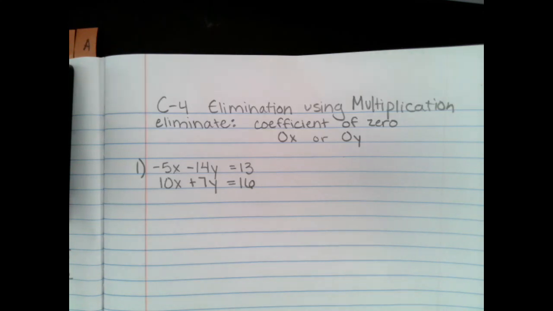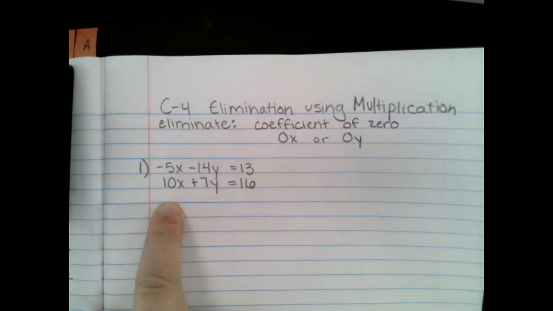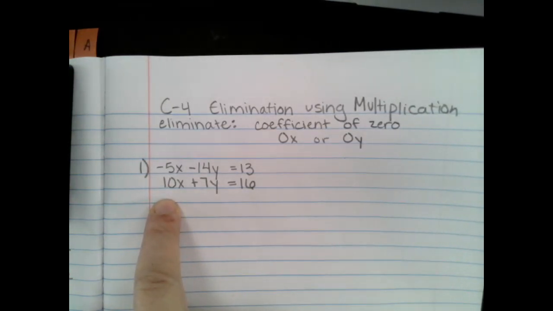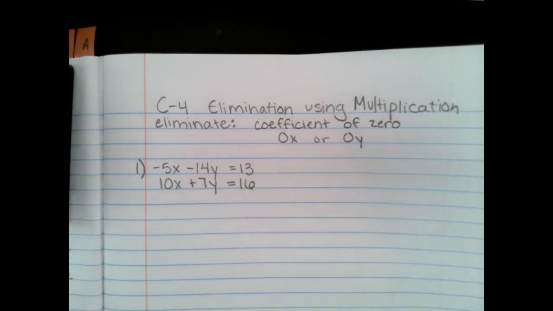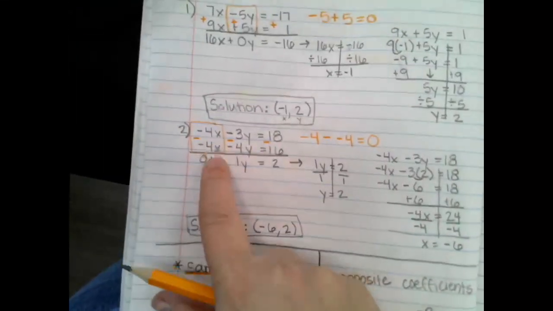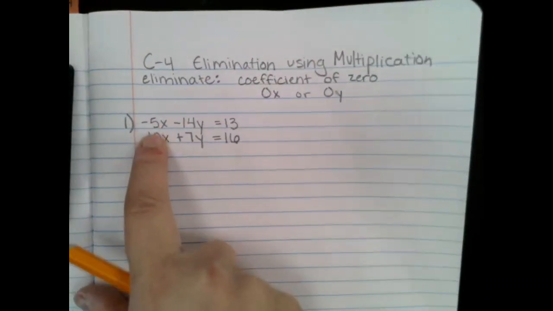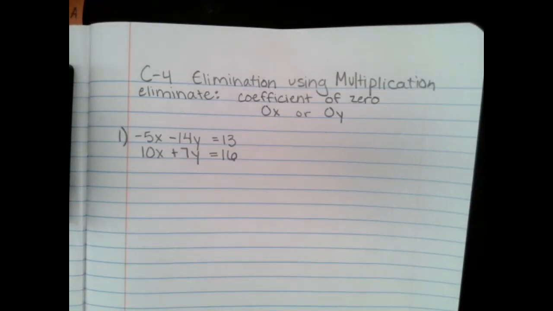So as we work through this one, we're thinking, should we be adding or subtracting to get a 0x or a 0y? So let's look at our x's. Could I add or subtract to get a 0x? If I subtract, I'd get negative 15. What if I added? That'd be 5. In order to add or subtract, what do our coefficients kind of need to be? Kind of matching, yeah. They either need to be opposites or they need to be the same, right? Do I have matching or same coefficients? No. So what we need to do is we're going to multiply to get the same coefficient.